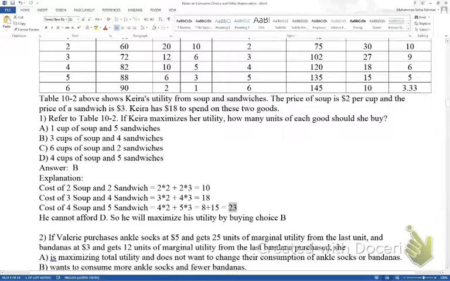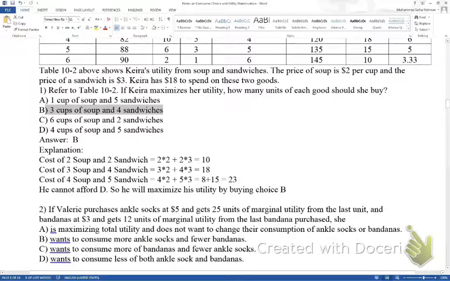You should see clearly that since your income is 18, you really cannot afford the third bundle, and you really do not want to buy the first one, because although it maximizes your utility, you can get a higher level of utility by buying a better bundle that utilizes all your income. None of your income is unutilized, and that's the bundle that you want. So the choice is going to be B, for 3 cups of soup and 4 units of sandwiches. So that's one kind of idea.